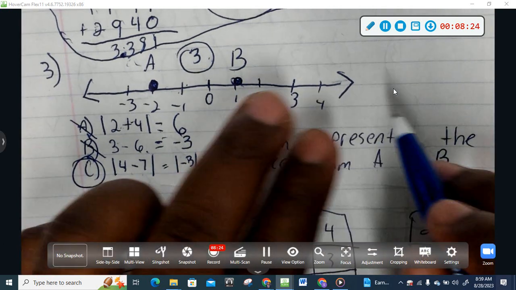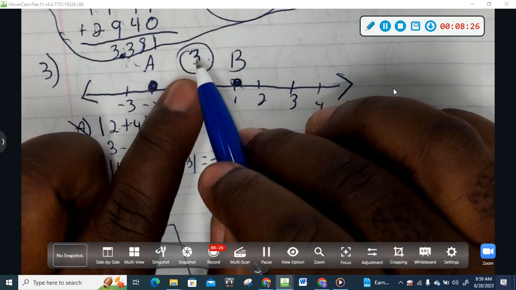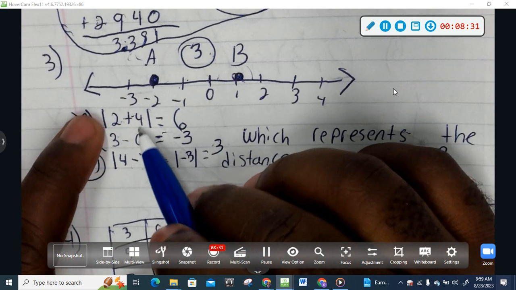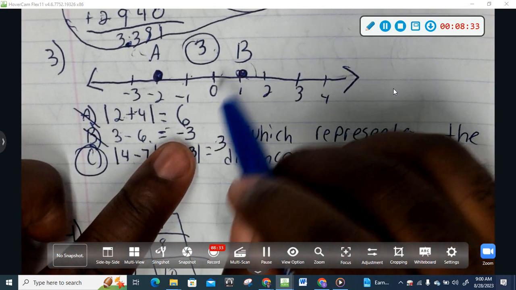Alright. What is the distance from point A to point B? That's the first thing I figure out. Start from A and count over. 1, 2, 3. Now I got to figure out which expression equals a positive 3.